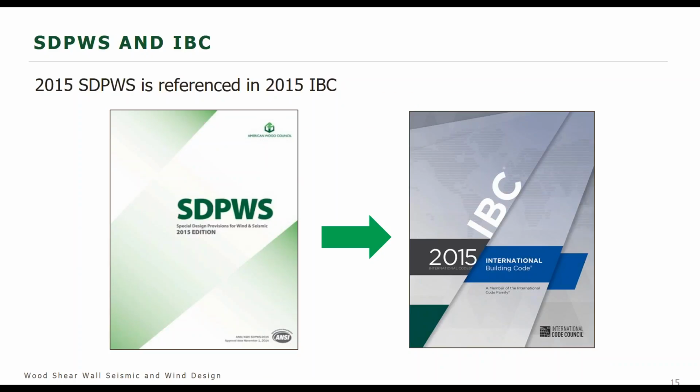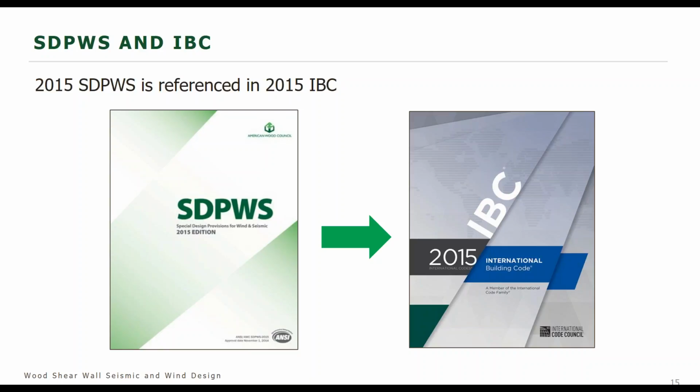Now this is the other document we're discussing today. This is the special design provisions for wind and seismic. You may hear me refer to this document as SPDWS. That's just a shorthand notation we have. It's a little shorter than saying special design provisions for wind and seismic. So if you hear me say SPDWS, I mean this document here.